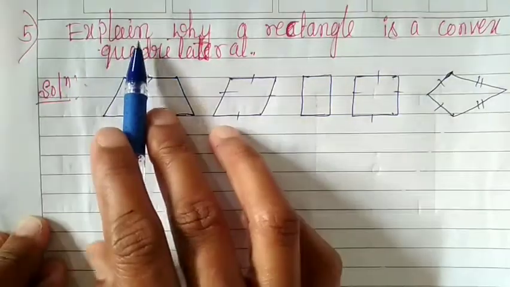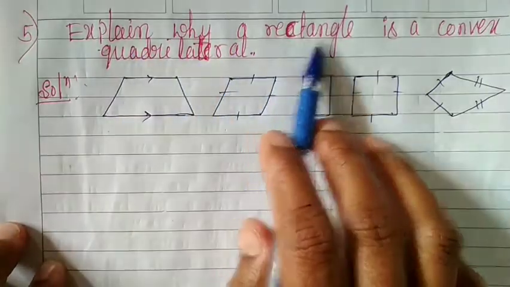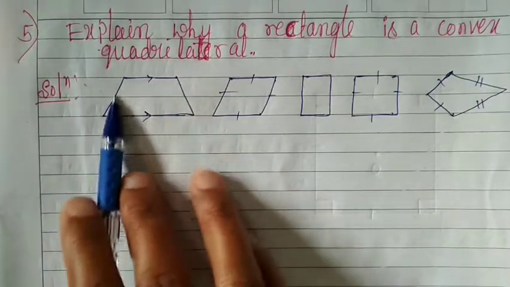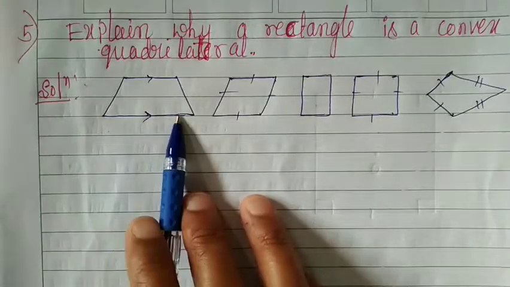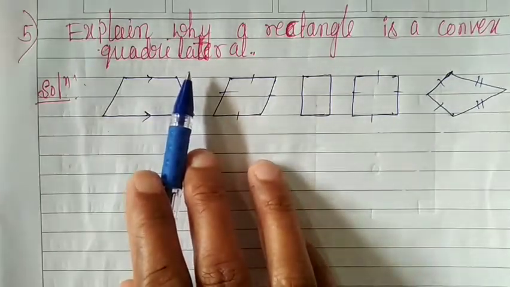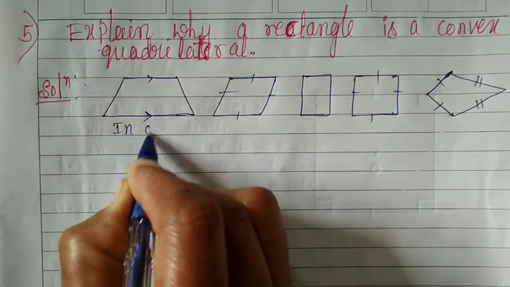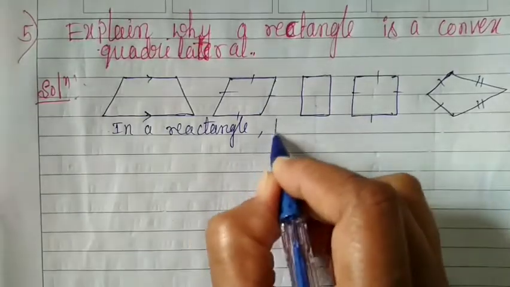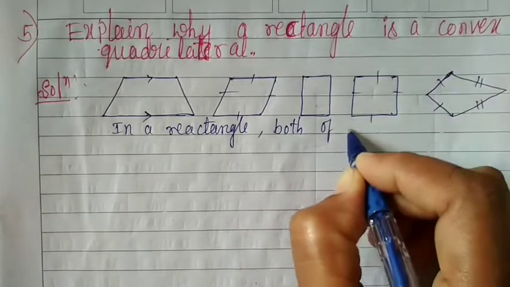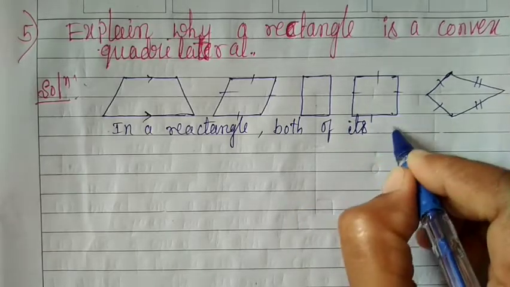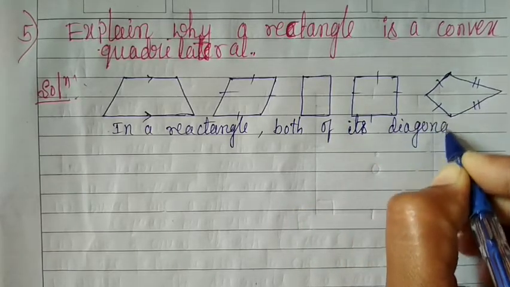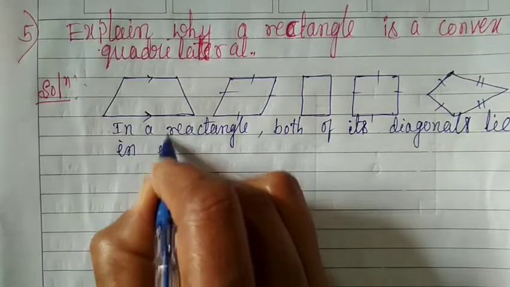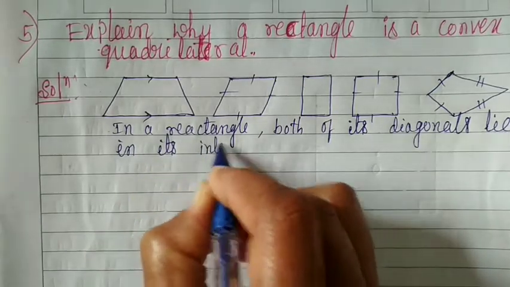Fifth question. Explain why a rectangle is a convex quadrilateral. Solution. Dear children, look at these figures. A rectangle is a convex quadrilateral. In a rectangle, both of its diagonals lie in its interior.